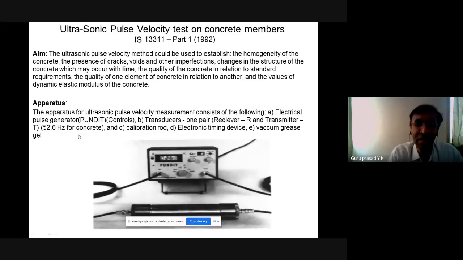Next, you have a calibration rod. A calibration rod is usually used to calibrate the equipment before we start the test. I'll come to the calibration value and all that regarding the equipment later. Then we have an electronic timing device, which is not required, since today everything is inbuilt into the equipment itself. And vacuum grease gel is required. Vacuum grease gel acts as a couplant between the probe and the concrete surface when it is applied onto the concrete surface and the probe surface.